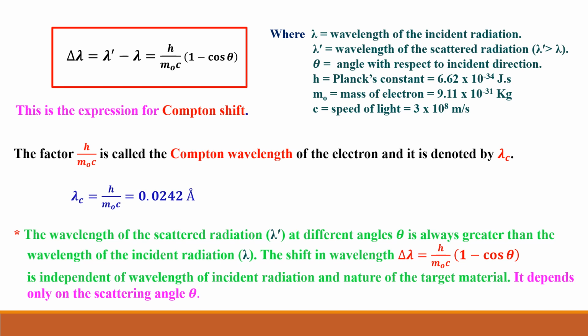Now, the expression of Δλ leads to the following conclusion. The wavelength of the scattered radiation at different angle is always greater than the wavelength of the incident radiation. And the shift in wavelength is independent of the material contained in the target. And it depends only on the scattering angle, θ.